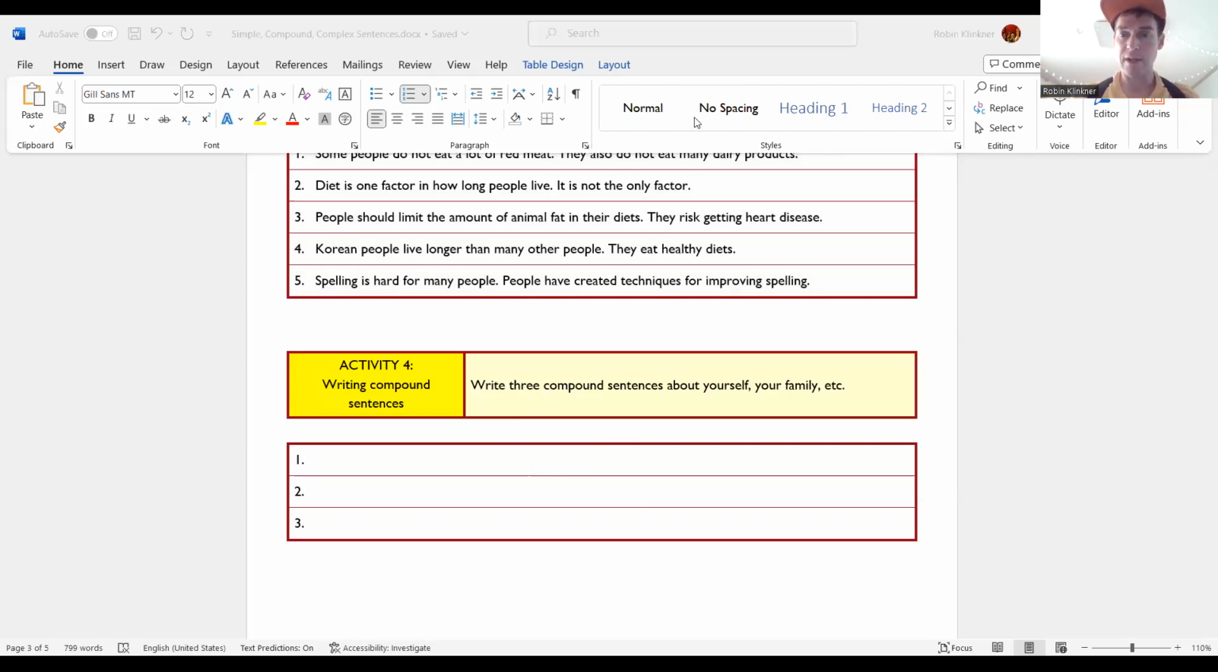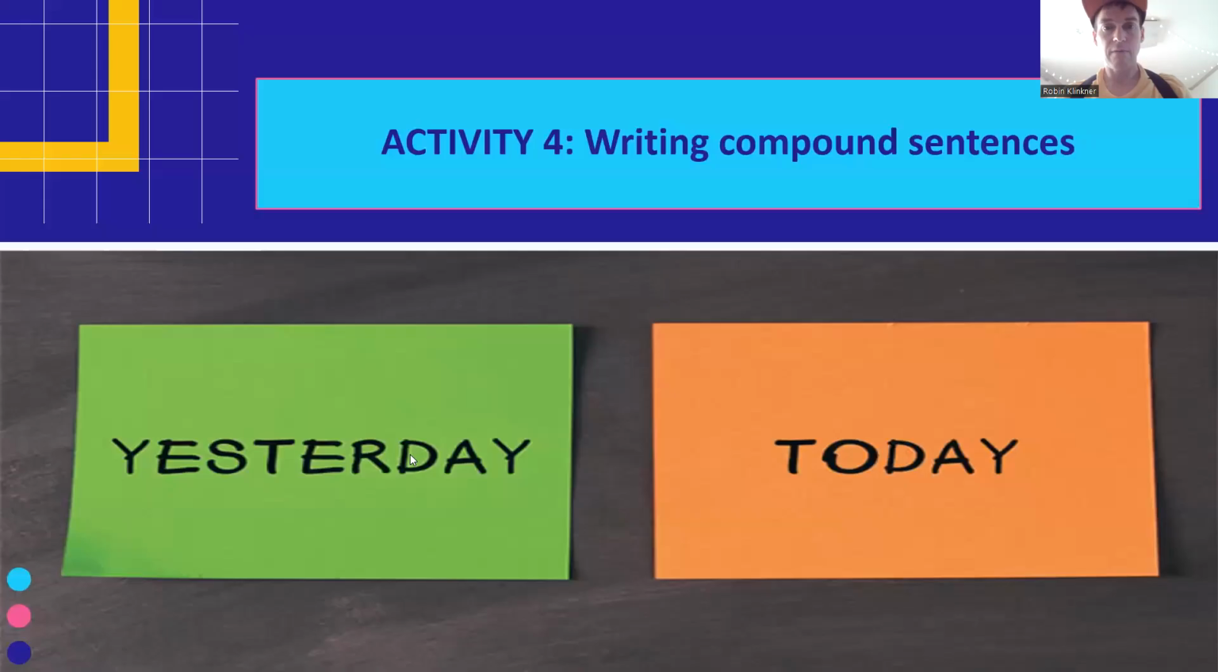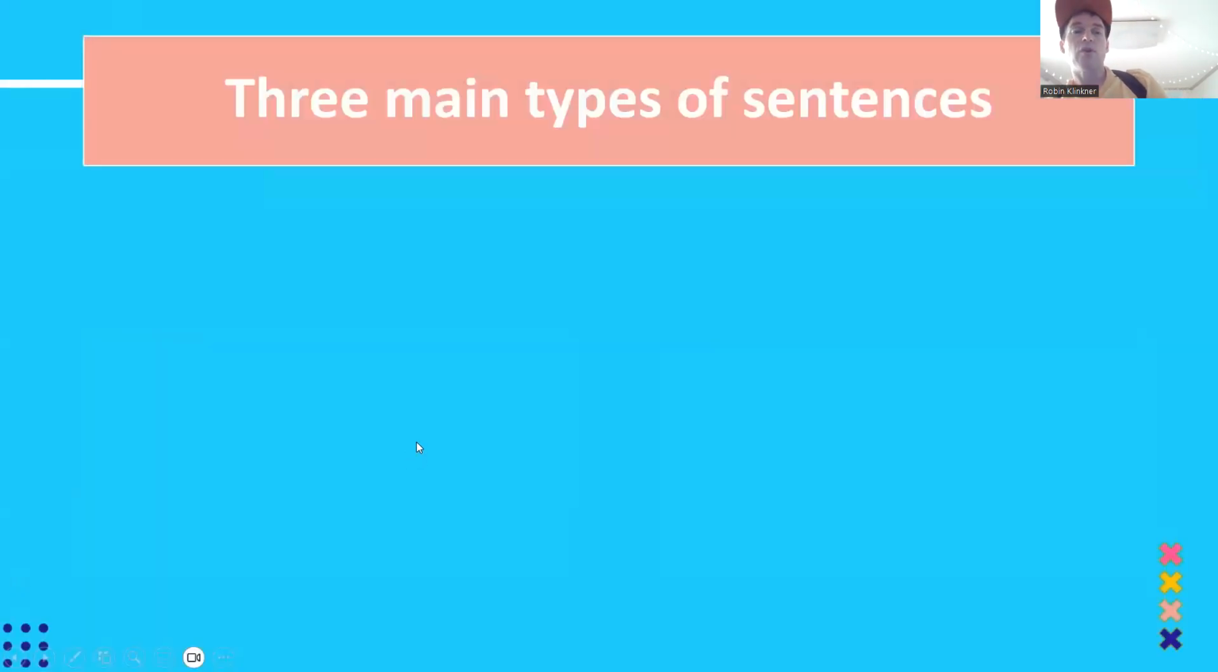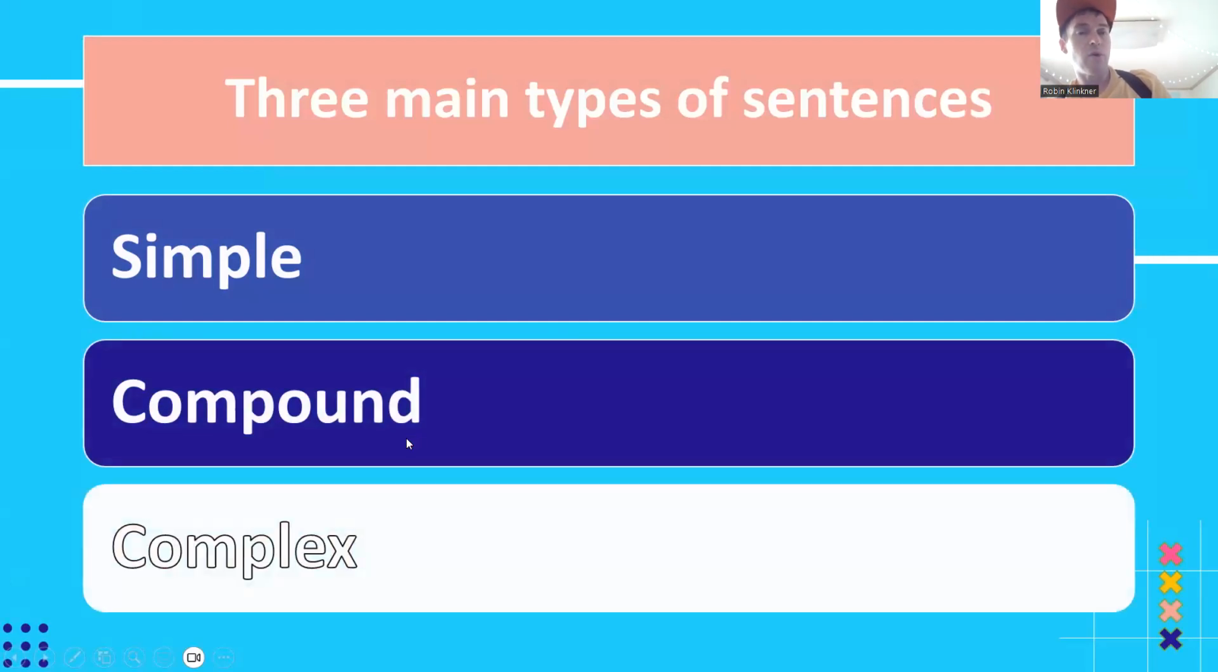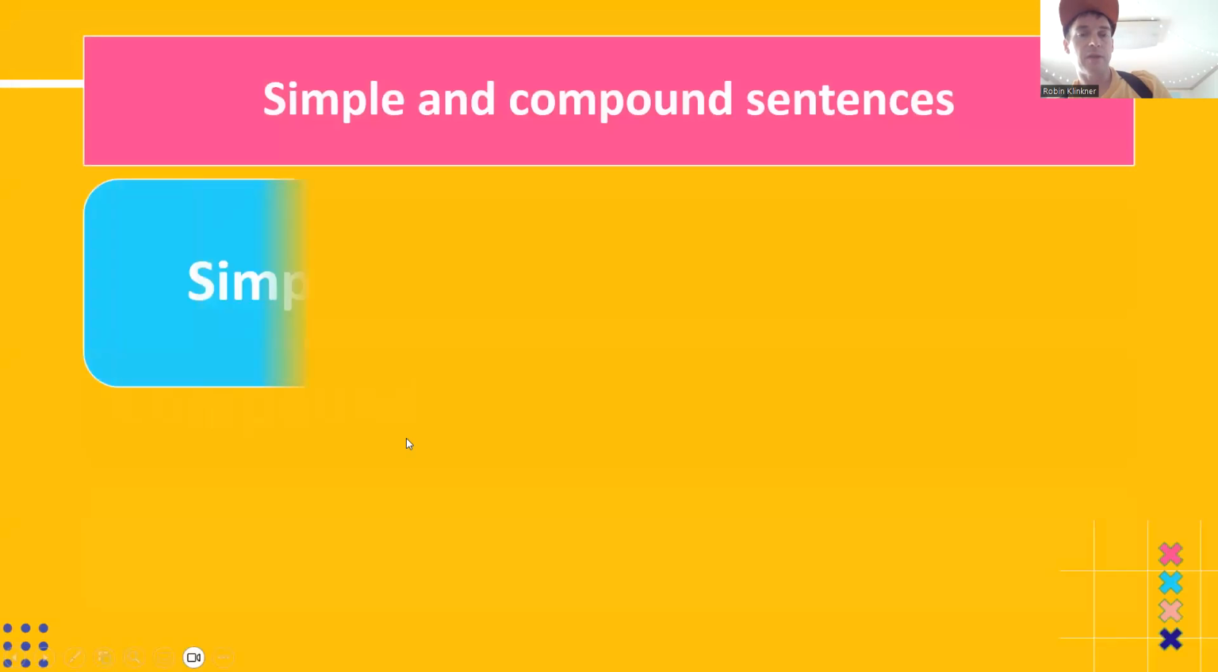We are moving along, and I think we are getting close to finishing. Okay, we have talked about simple sentences. We've talked about compound sentences. What's the difference between the two?